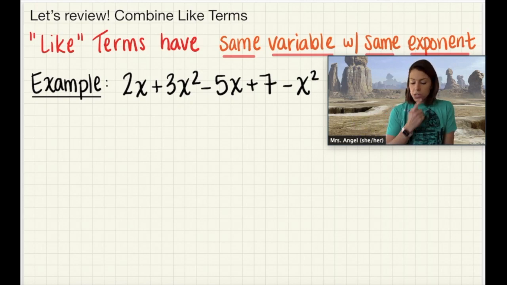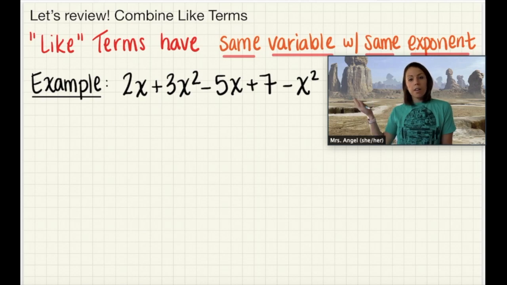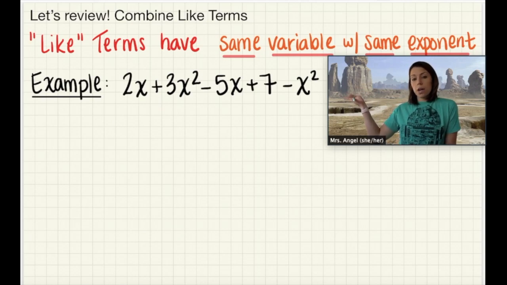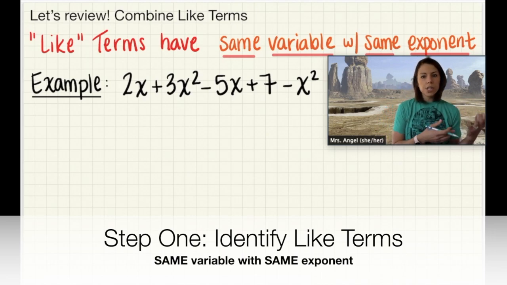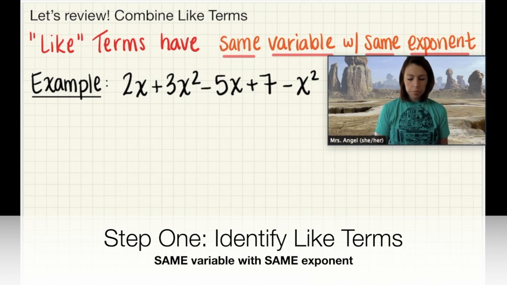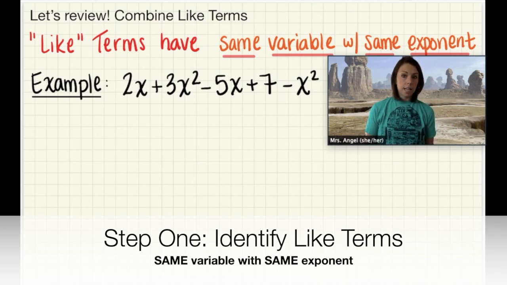So we have an expression in front of us here. We have 2x plus 3x squared minus 5x plus 7 minus x squared. Go ahead and try to simplify it using combine like terms now. Well, let's see how you did. The first step in combining like terms is to go in and actually identify the like terms. Which of these terms have the same variable with the same exponent?